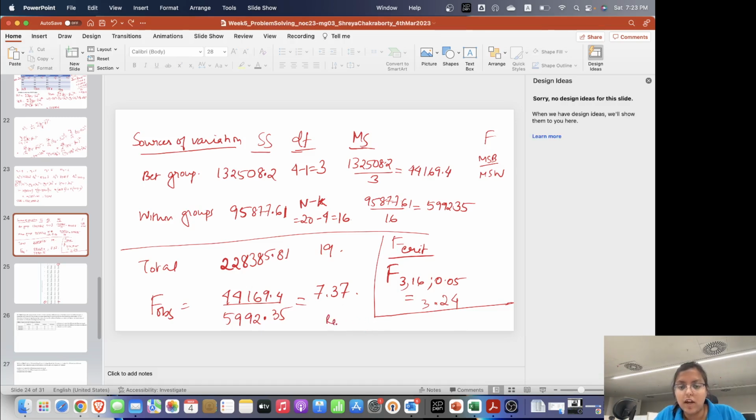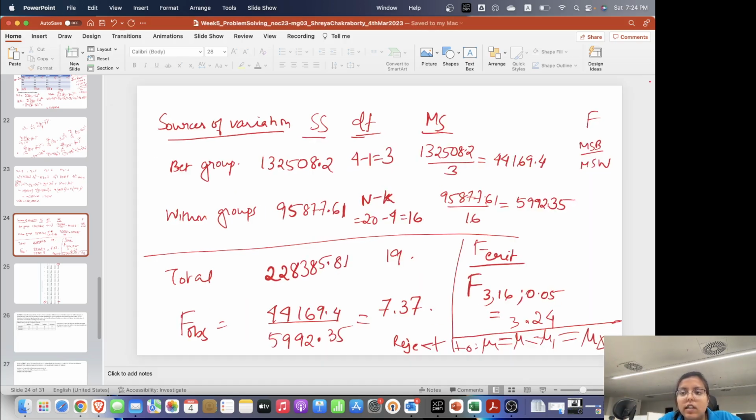And what would have been that H naught? That is mu1 equal to mu2 equal to mu3 equal to mu4. Okay, I hope this is clear. Then we'll proceed to the next one.